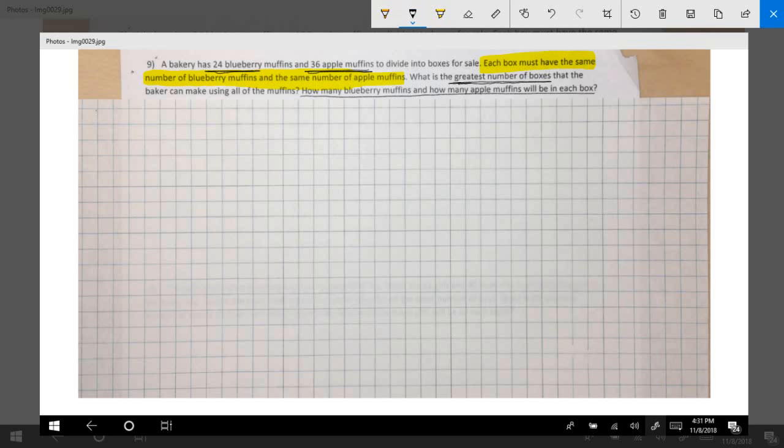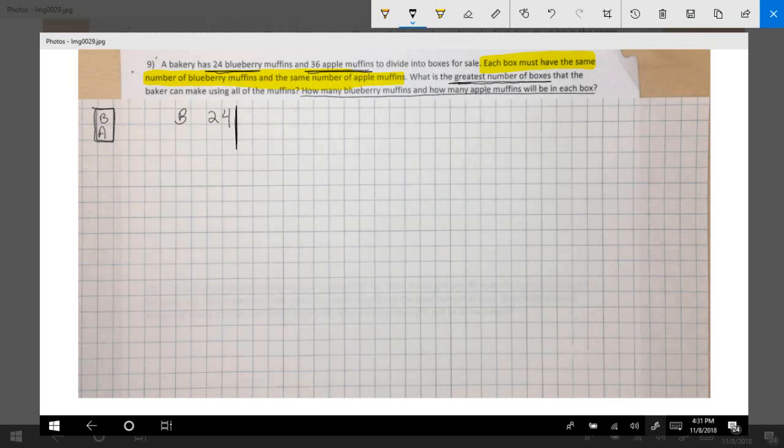Now I'm going to draw a diagram over here. This is our muffin box, and I'm just going to say, okay, I know that blueberry and apple muffins need to be in each box. Okay. So now I need to start thinking about, if I'm making boxes of muffins, how many boxes can I make? Well, let's start with talking about the blueberry. I'm just going to say blueberry here, and I'm going to say we have 24 muffins. So I'm going to do something like this, just so I can keep things straight.